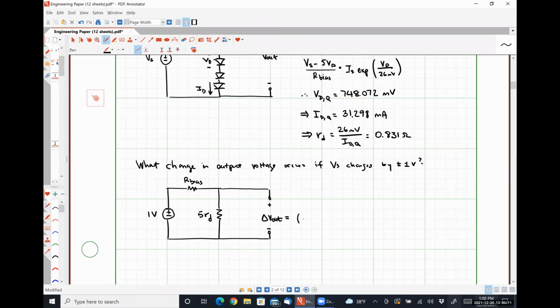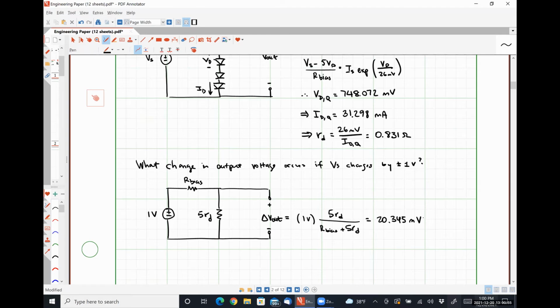So that's going to look like 1 volt times 5 RD over R bias plus 5 RD. If we plug in our values, we get 20.345 millivolts. So when the power supply voltage increases by 1 volt, we should see that our output voltage increases by 20 millivolts. If our power supply voltage decreases by 1 volt, we should see that our output voltage decreases by 20 millivolts. Let's compare that to our exponential model analysis that we did earlier.